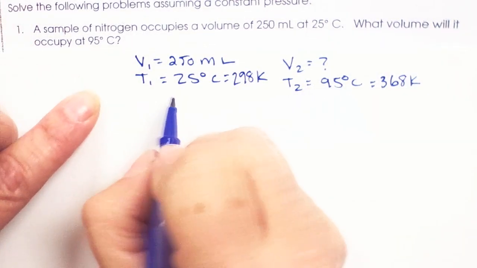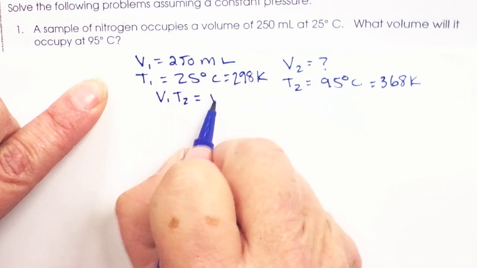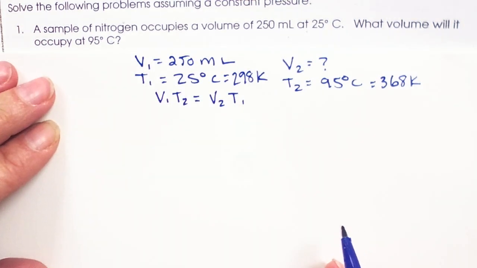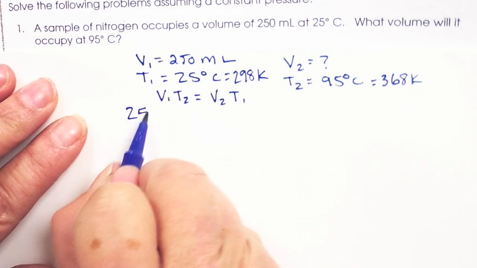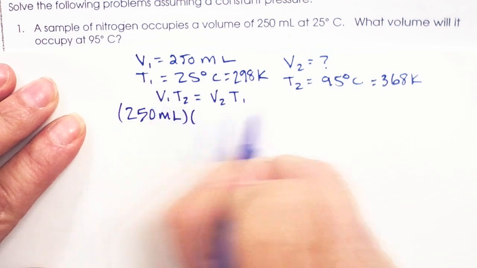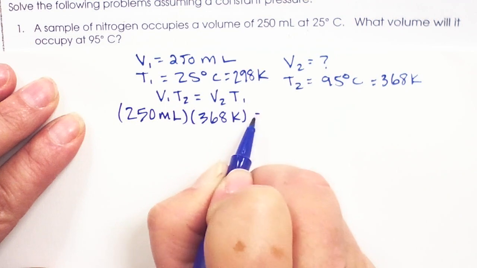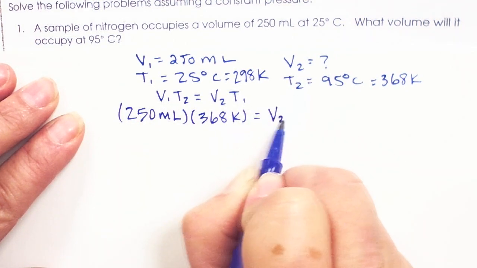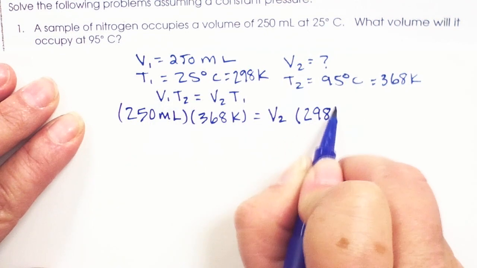Okay? And now I'm ready. So I write out my equation: V1 T2 equals V2 T1. And if you want to use the fraction, just write it out. And then I'm going to plug it in. So now I'm plugging in 250 milliliters, that's my V1. T2, 368 Kelvin. And then my V2 is what I'm looking for, I don't know, times my T1, which is 298 Kelvin.